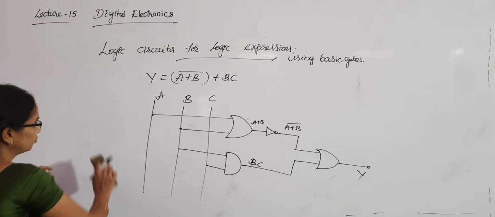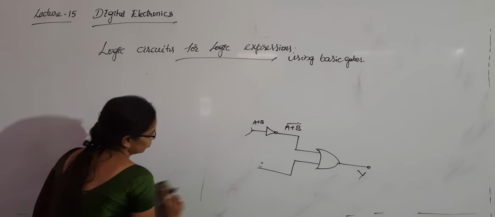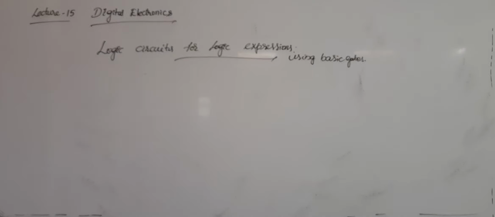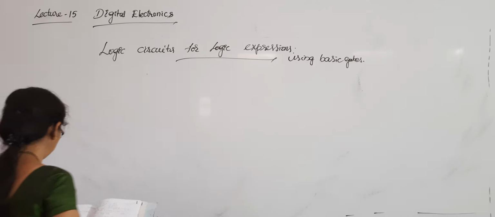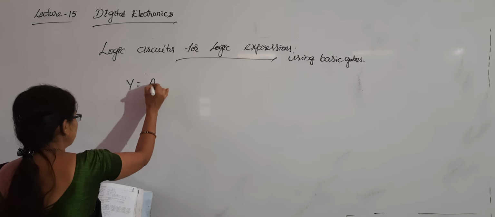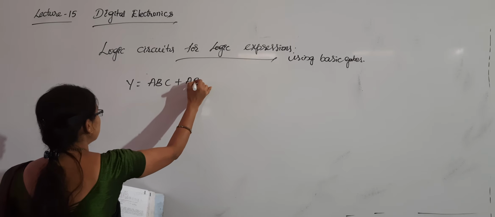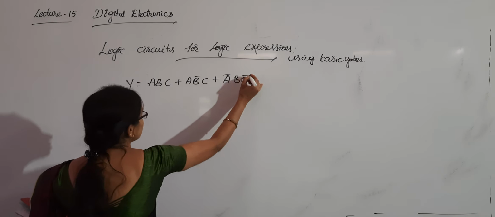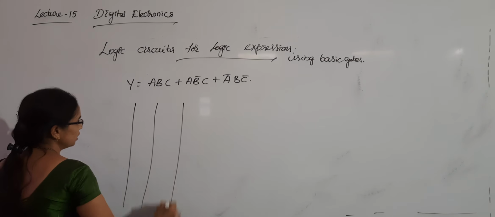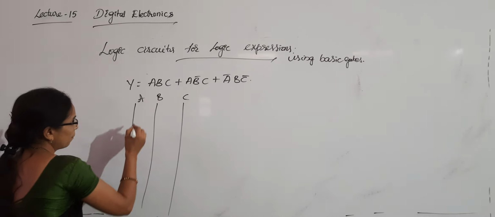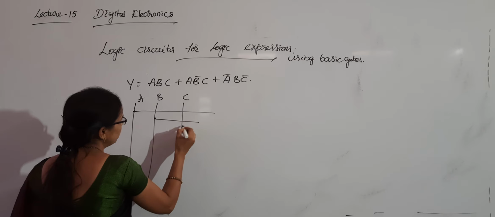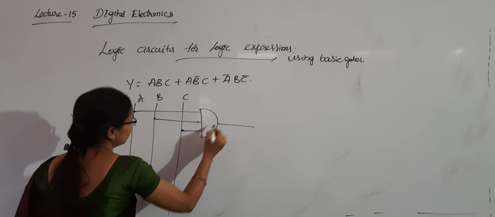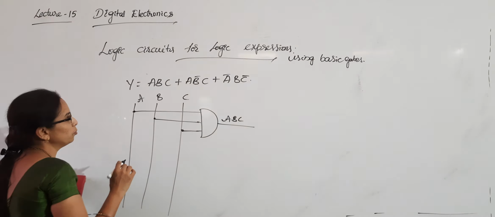Okay, one more thing. I will give some assignments. Y is equal to ABC plus AB bar C plus A bar BC. For this, how to draw it? A, B, C 3 lines you have to put, right? A 3 input AND gate they have used here. A, B, C, it will be 2 or 3 inputs.